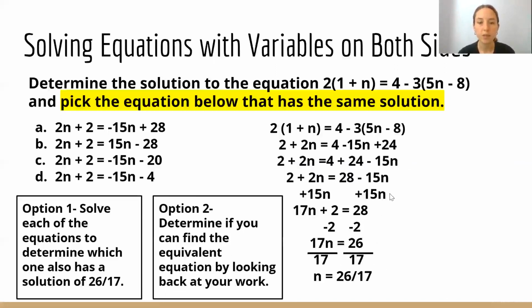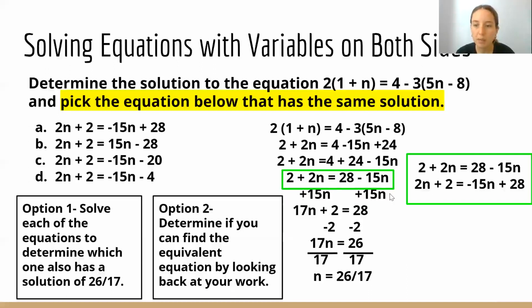And I'm guessing one of you said that it'd be a lot faster to determine if you can find the equivalent equation by just looking back at your work, right? And not actually solving each of these answer choices. So let me look back at my work. Let me focus in on this step here where I had the expressions on either side of the equation simplified, right? So I had 2 plus 2n equals 28 minus 15n.